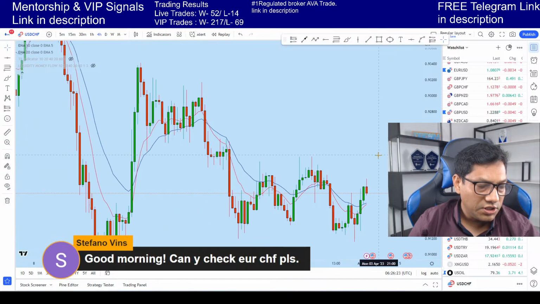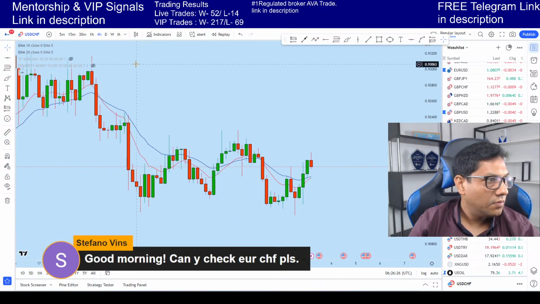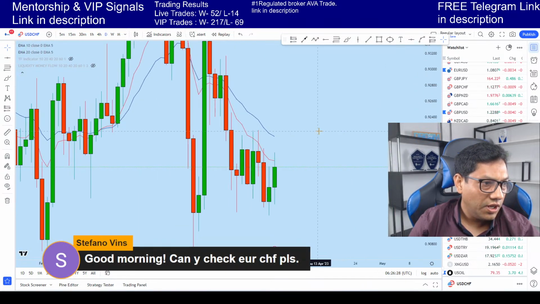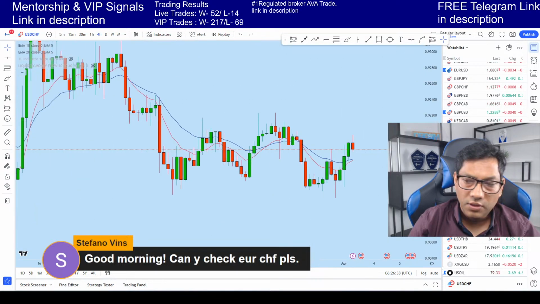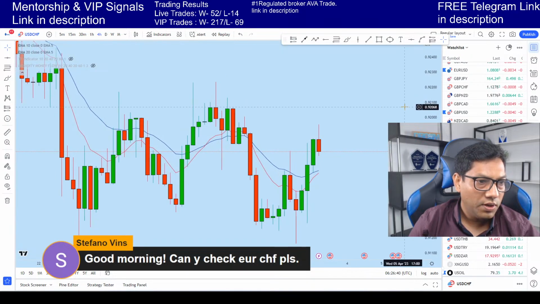Let me look at CHF, dollar Swiss franc from the daily. It might go and test the daily 20 EMA in this move. So let's see how CPI impacts USD CHF. It will be a really good market mover at the moment.